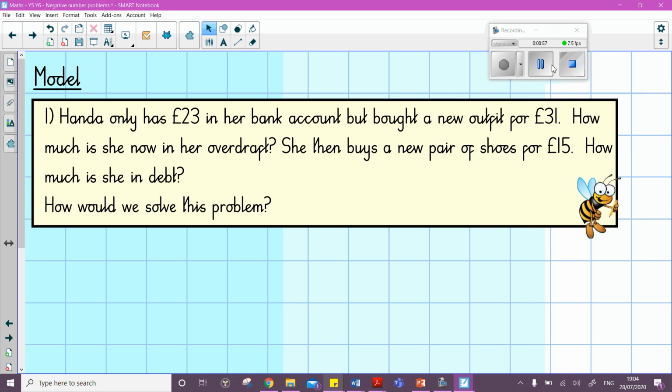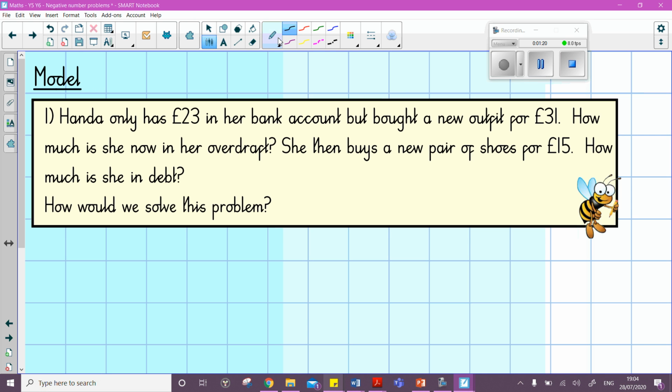So let's have a read of our question. Handa only has £23 in her bank account, but bought a new outfit for £31. How much is she now in her overdraft? She then buys a new pair of shoes for £15. How much is she in debt? How would we solve this problem?